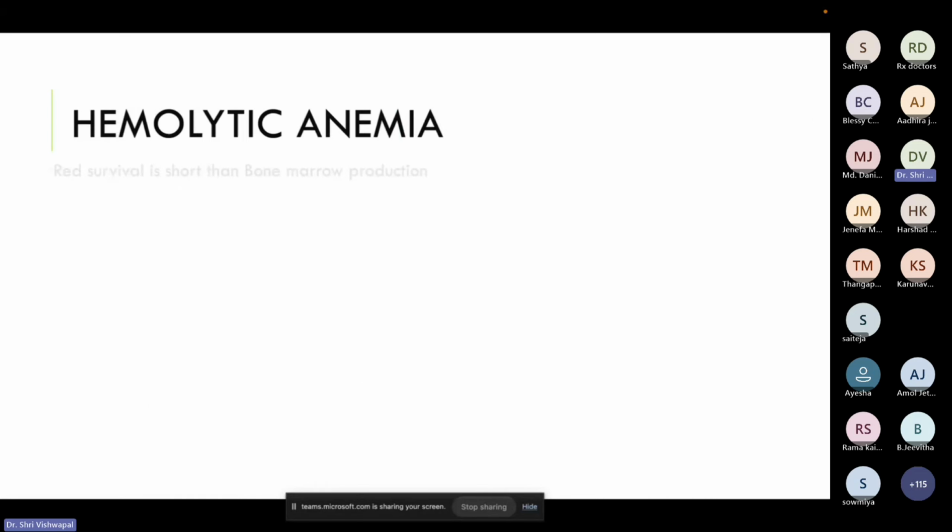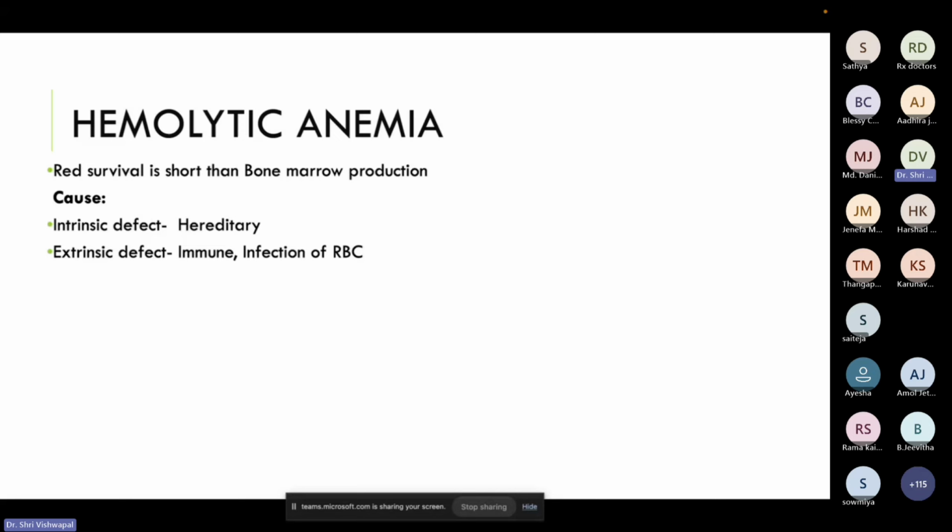Next one is hemolytic anemia. As the name suggests, there is hemolysis: red blood cells get cleaved off at a faster rate than the bone marrow production rate, as in the case of osteoporosis, where the destruction is more but the production is less. The same thing applies here. The causes are intrinsic and extrinsic defects. Intrinsic is hereditary, and extrinsic comprises immune causes, meaning autoantibodies, or infections in RBCs.